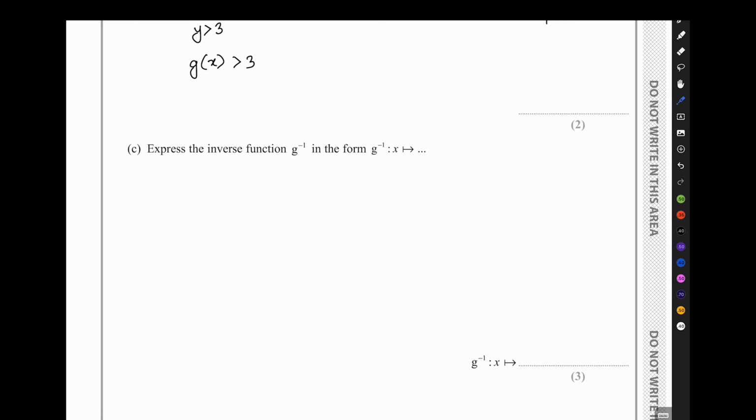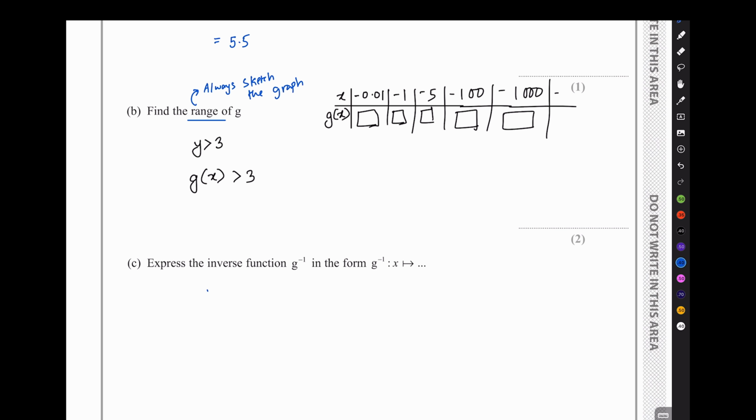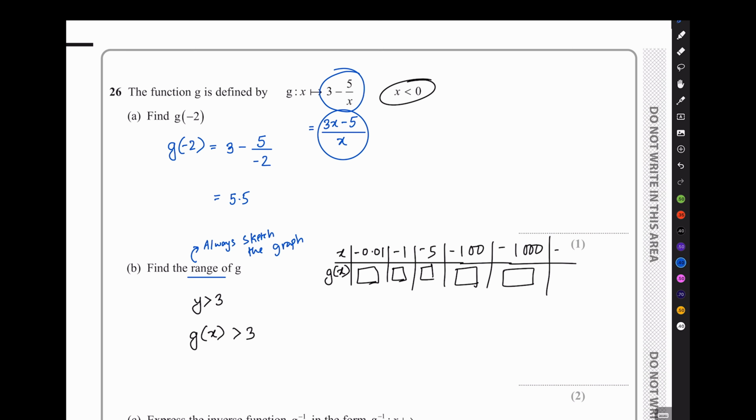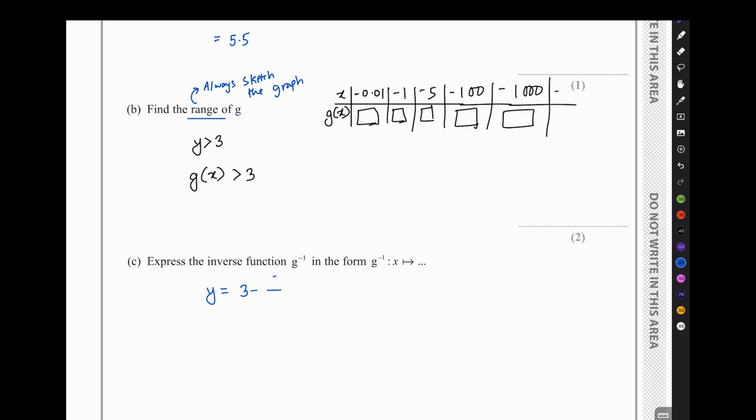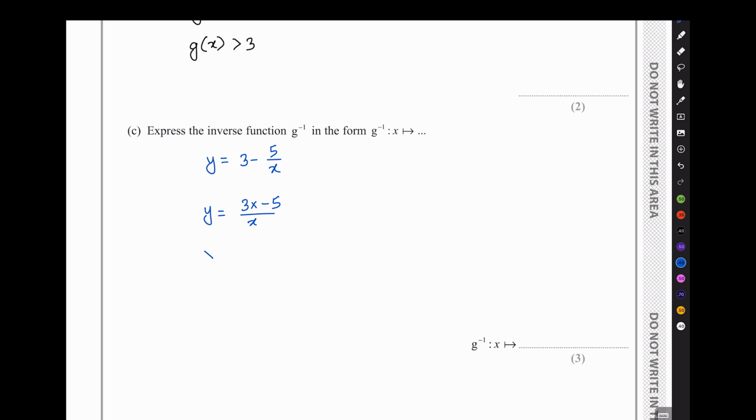Moving on, express the inverse function in the form. This is pretty straightforward. So we write y equals 3 minus 5 divided by x. The goal is to make x the subject and then swap x and y. So yx equals 3x minus 5. So xy minus 3x equals minus 5. So x equals minus 5 divided by y minus 3.